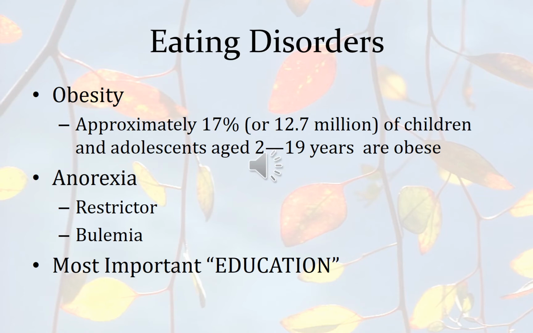Some of our GI disorders that we see in kids are related to eating disorders. Two of the main ones are obesity and anorexia. These statistics come from 2011, where they found approximately 17% of children and adolescents aged 2 to 19 years are obese, or 12.7 million kids. Not necessarily a surprise, since obesity is on the rise in adults also, and eating habits of adults impact eating habits of children, as we learned in development that lifelong eating habits are developed by 3 years of age.